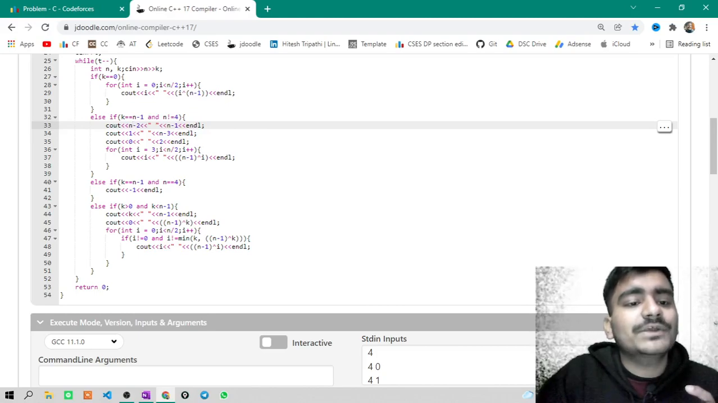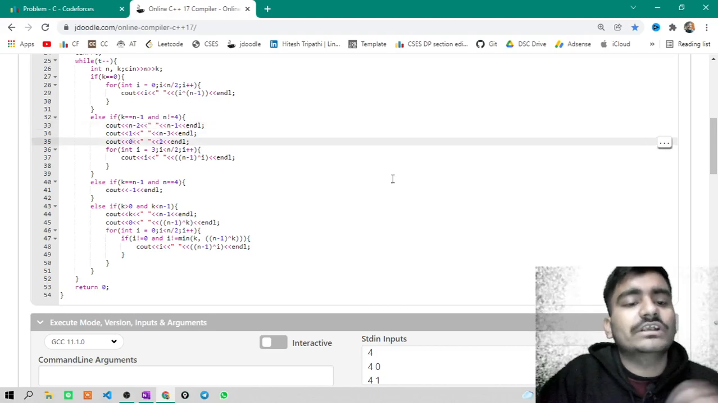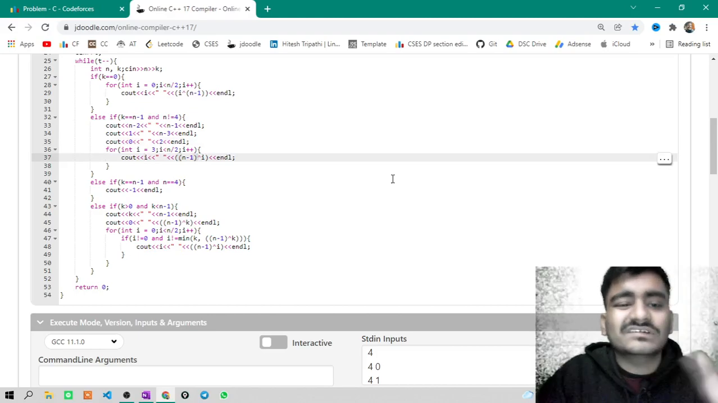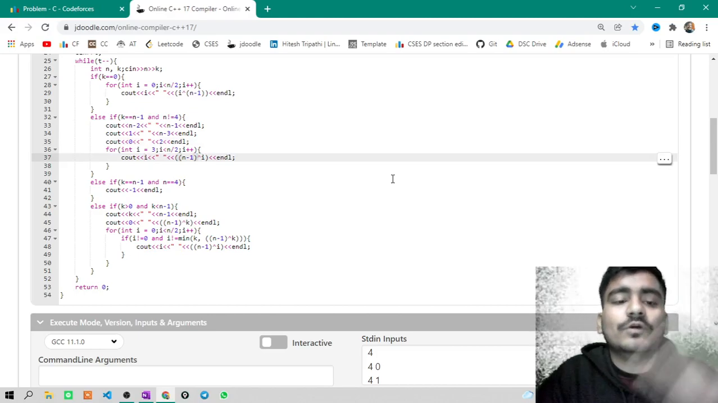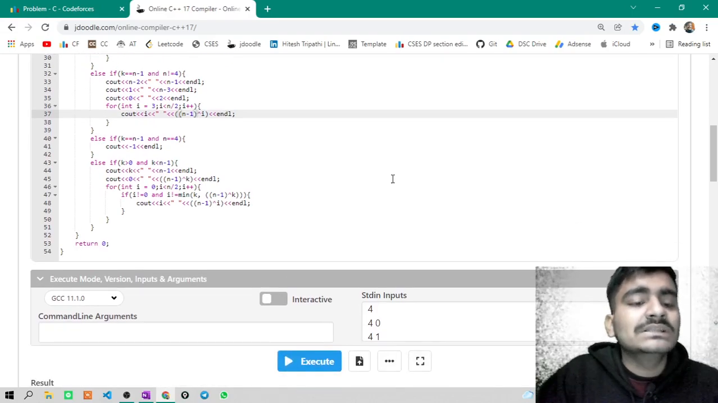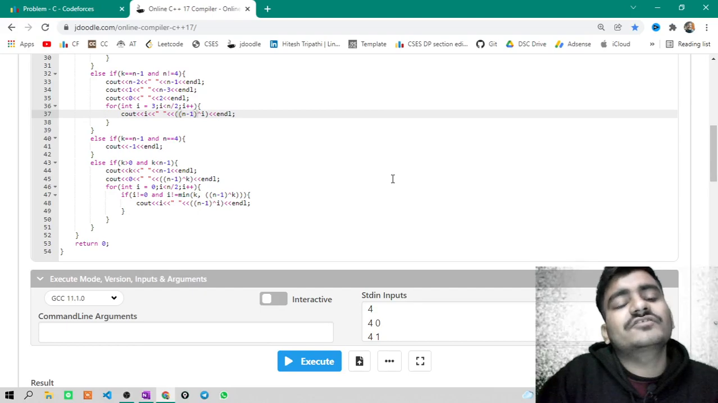The sum of these two pairs will be equal to n-1. After that I will pair 0 with 2, which I have already told you, and from 3 to n/2 I will simply print i and its complement. Easy thing. I have to make 0 for all these pairs. Now again an edge case: when k is equal to n-1 and n is equal to 4, I will simply print -1.